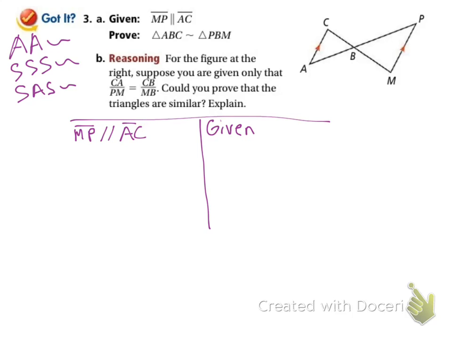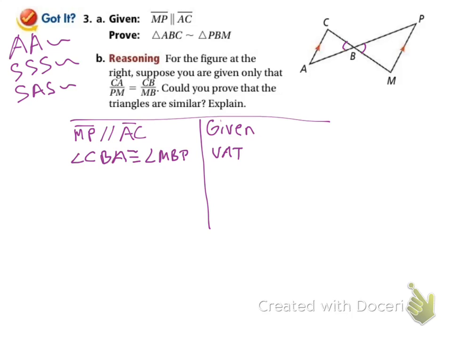I'm thinking we need to think about angles. So first, hopefully you notice that these are vertical angles. So we can say that angle CBA is congruent to angle MBP. And that's vertical angles. Okay, so if we're going to go for angle-angle similarity, we just need one more pair of angles. And we haven't even used our given yet.